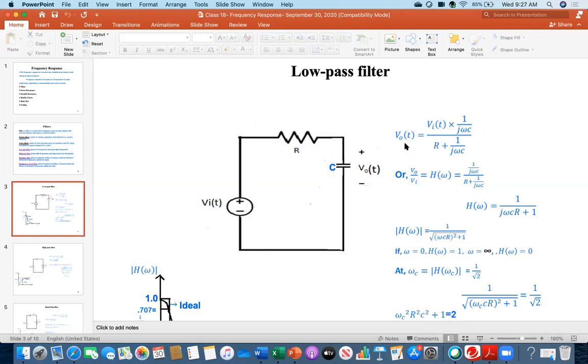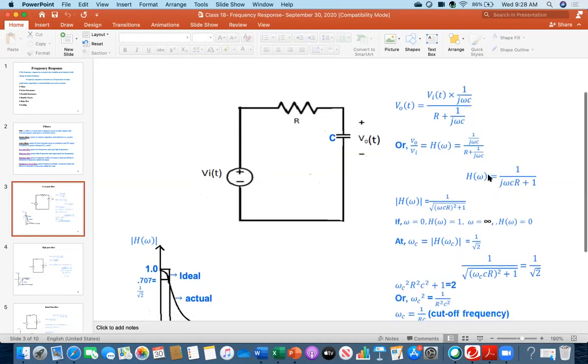Then, because we have V naught here and V i here, V naught over V i is actually H omega. That is my definition of the transfer function. Then you see what I am doing here with 1 over j omega C. In this line, I simplified something. The j omega C will be cancelled from numerator and denominator. So in the numerator it will be 1, and in the denominator 1 plus j omega C R. Now this is my transfer function expression, including the omega.